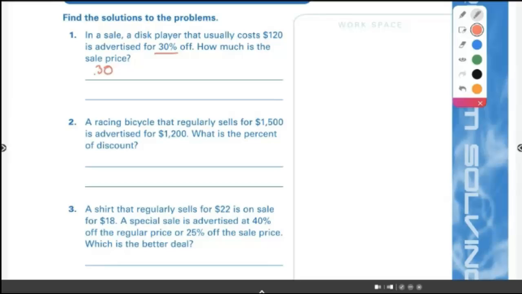30% of what operation is of? What did you say, multiply? Yes, all of is multiplication. So 30% of 120. This is our first step. What is that?